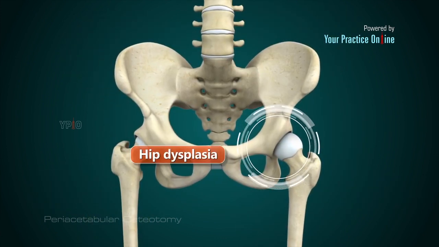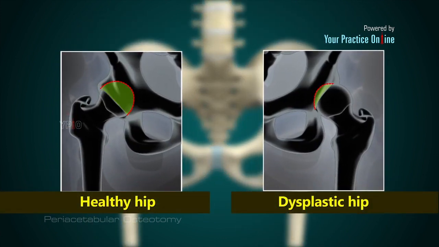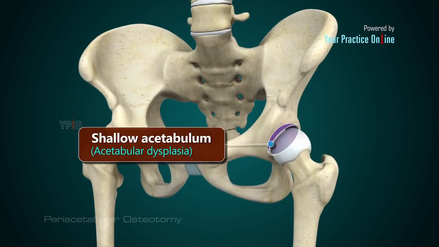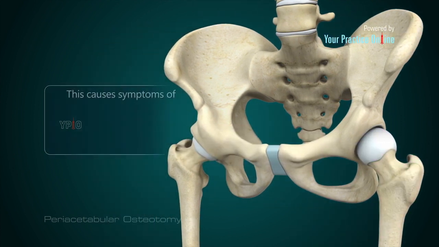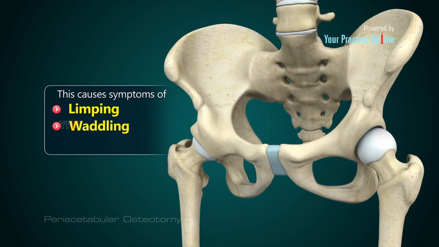Hip dysplasia is a congenital hip condition where patients have either a shallow acetabulum, acetabular dysplasia, or an abnormality in the shape of the upper portion of the femur. This causes symptoms of limping, waddling, or walking on their toe.